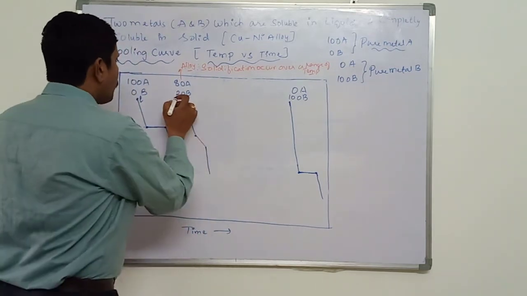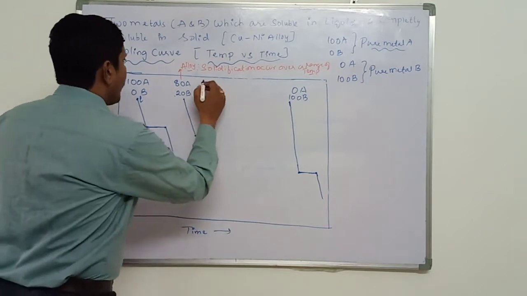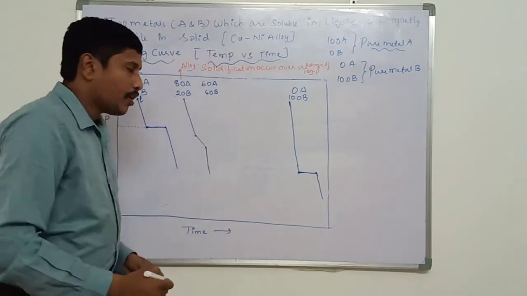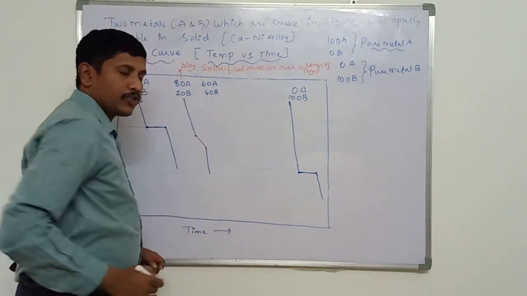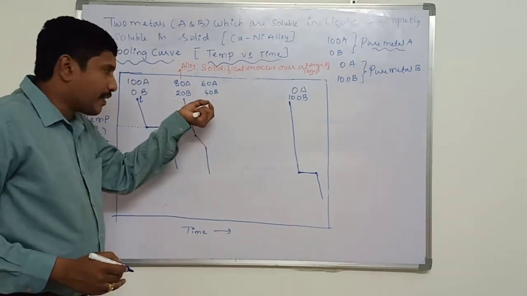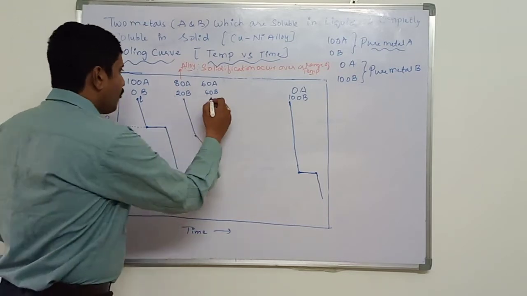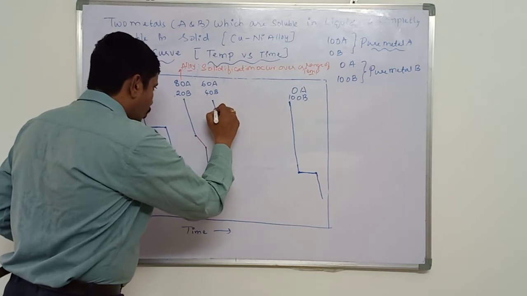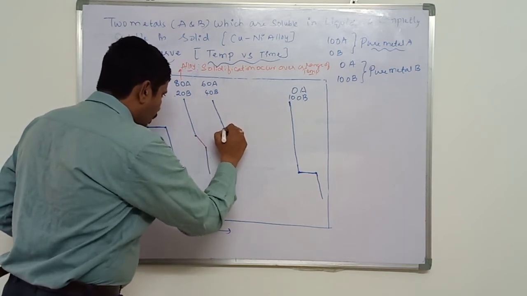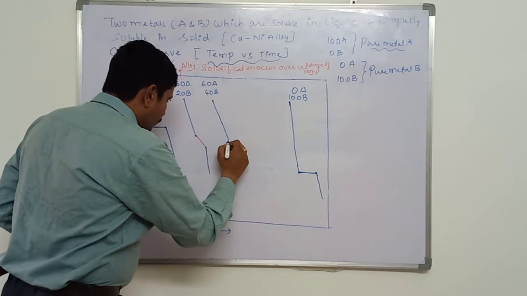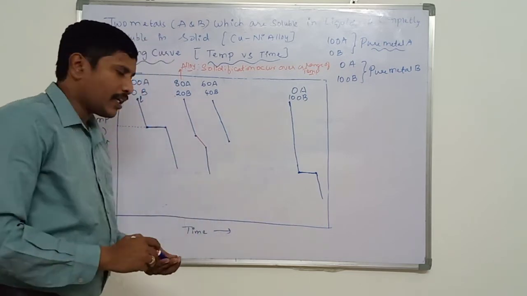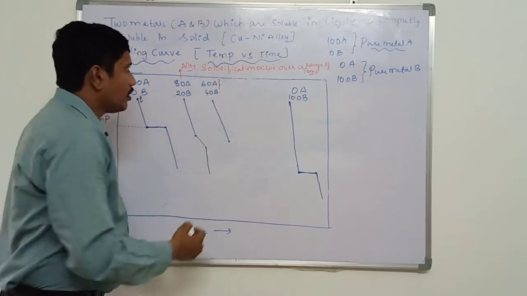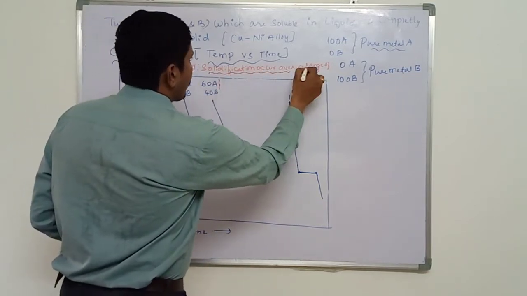Now increase the weight percentage of B. Let us take the composition as 60A, 40B. So bring down the temperature. Make equilibrium cooling from the liquid phase. So I am cooling constantly in slow conditions. I am doing equilibrium cooling. Solidification will start at this temperature. Now as this is an alloy, solidification will occur over a range of temperature.